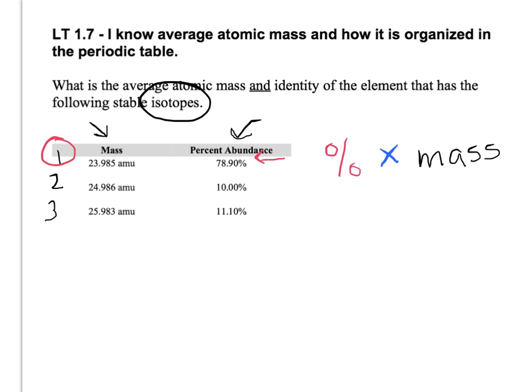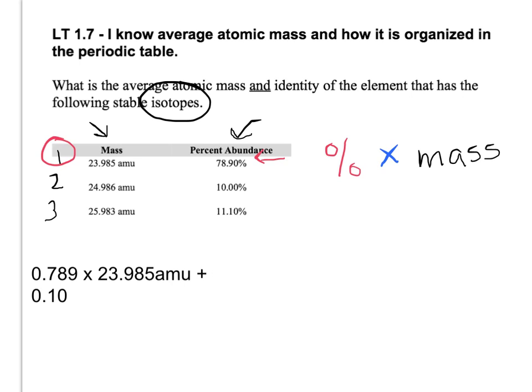So let me show you what this looks like. The first percent abundance I have is 78.90%. I'm going to convert that to a decimal by writing 0.789, and then I'm going to multiply that by my atomic mass, which is 23.985 AMU. That is my first isotope. Then I'm going to add that to my next isotope.